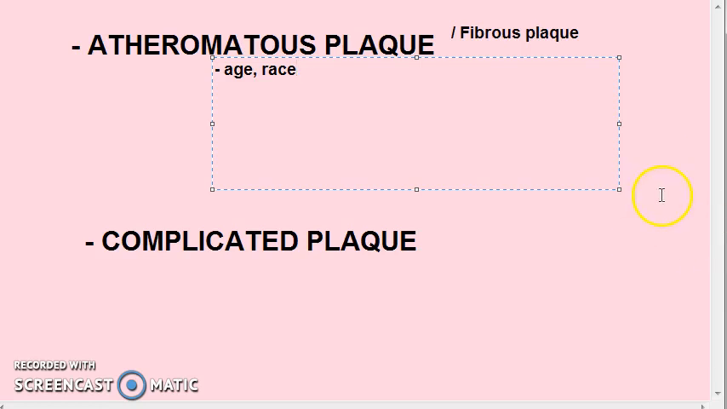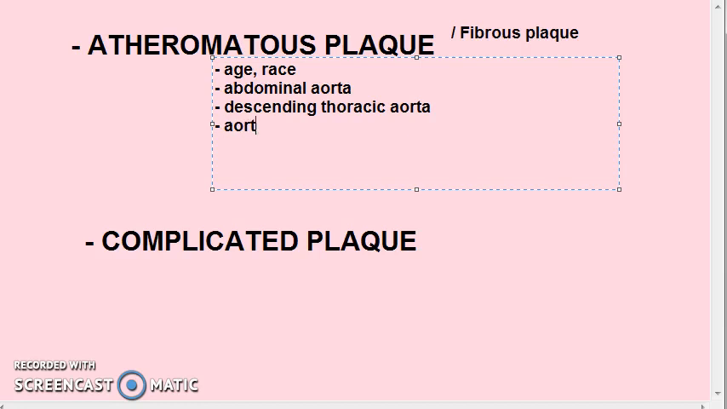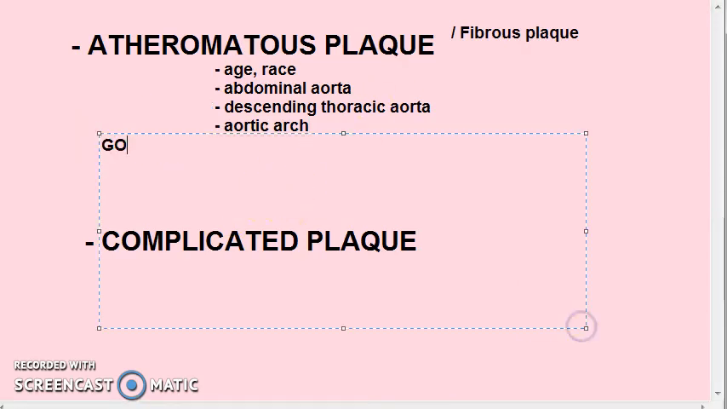And mainly it will affect the abdominal aorta. You can see it in the descending thoracic aorta also, and in the aortic arch also. Fine. Now we are trying to explain the morphology here, gross and microscopic. Let us look at gross.